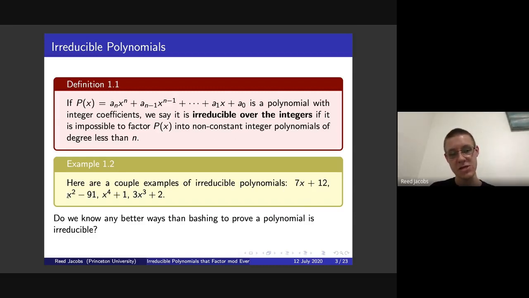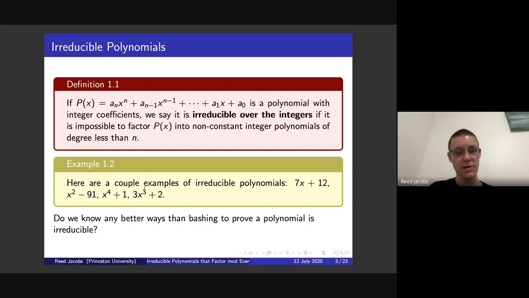Another example is x squared minus 91, because 91 is not a perfect square. It's impossible to factor this over the integers. You could think of this as, since this is a quadratic polynomial, the only way it could factor is as a product of two linear polynomials, but that's impossible because 91 is not a perfect square.